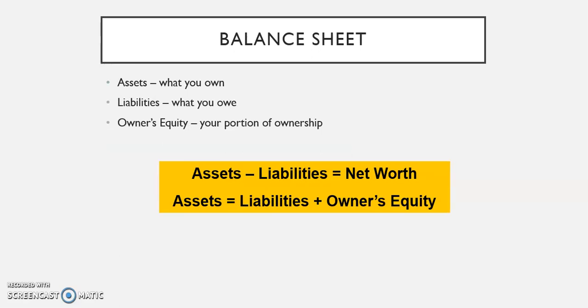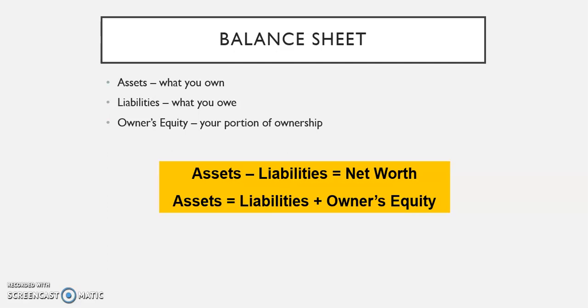Now I'm going to move on to the balance sheet. The balance sheet is another financial statement. You may have done this in your accounting class. We're going to do a super simple personal balance sheet, and it's really what you own, your assets, minus what you owe, your liabilities. And we're going to use the simplest formula: assets minus liabilities is equal to your net worth.